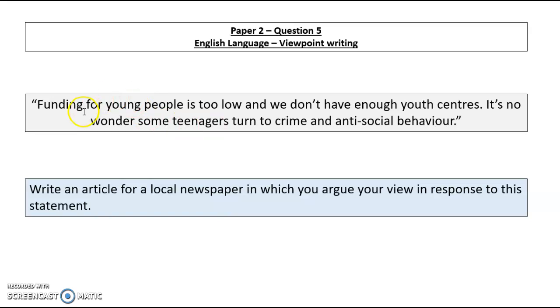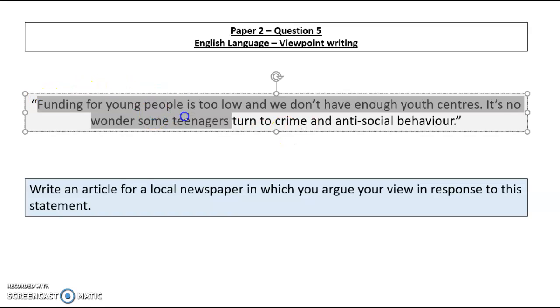So this task says, funding for young people is too low and we don't have enough youth centres. It's no wonder some teenagers turn to crime and antisocial behaviour. So that's quite a big statement. That's quite a big social issue there.